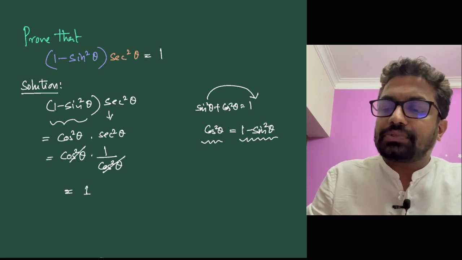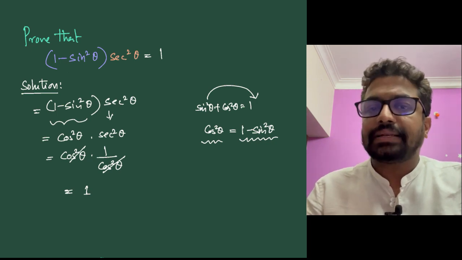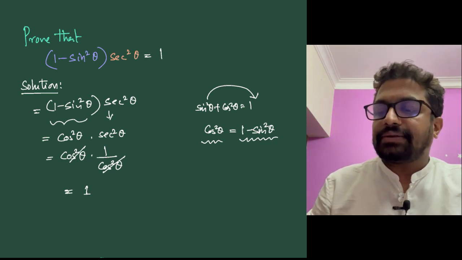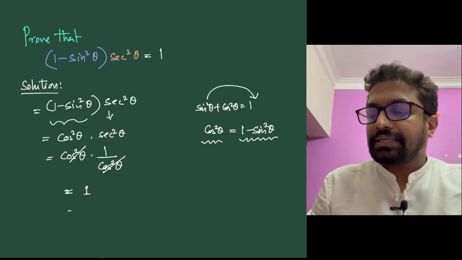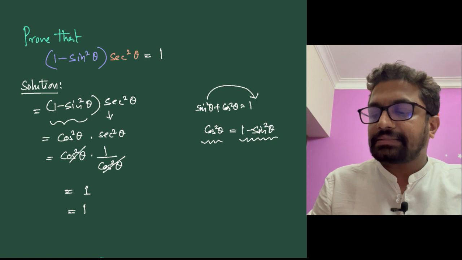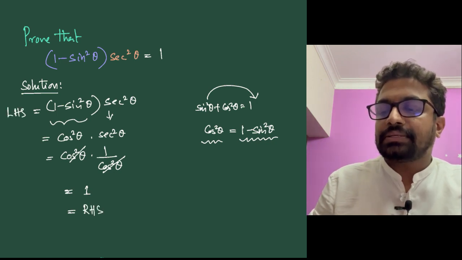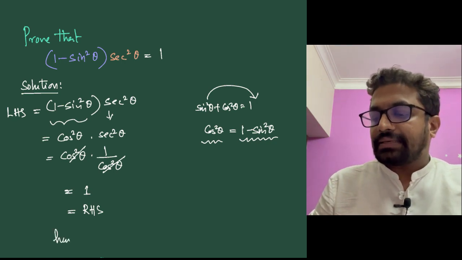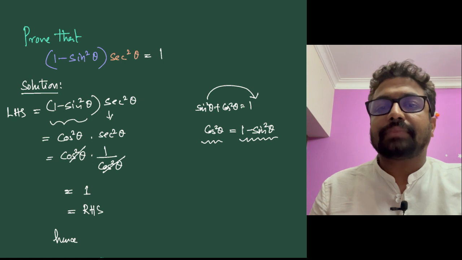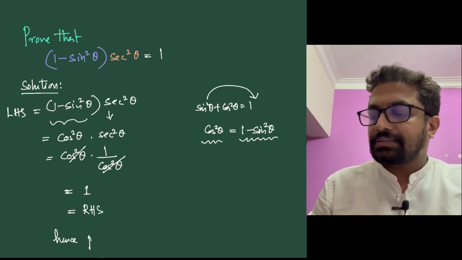So if you observe what I have done, I started with LHS, kept on manipulating using some identities, and finally reached a stage which is equal to 1. This number is exactly equal to RHS. So I started with LHS and reached RHS, and hence I can say that I have proved this identity: 1 minus sin square theta times secant square theta equals 1. Hence proved.